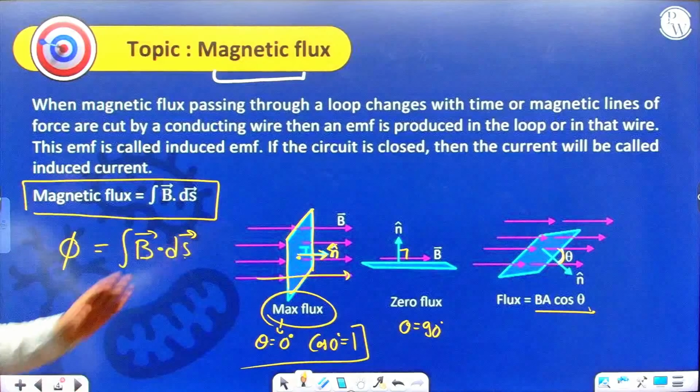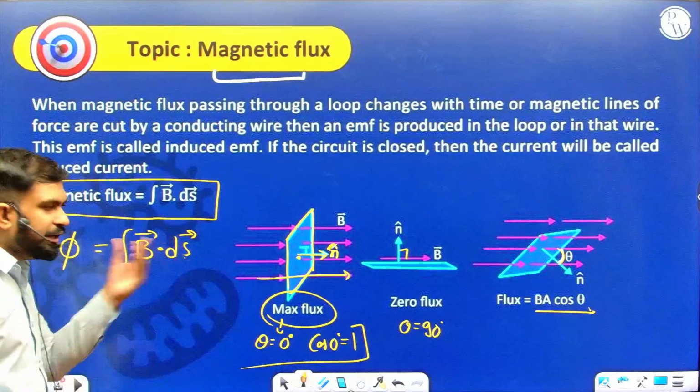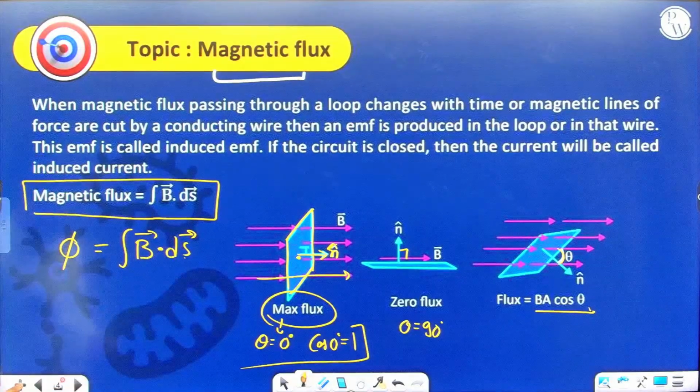So why have we written just BA cos theta there, and why have we written this integration? It is because of the uniform and non-uniform magnetic field.